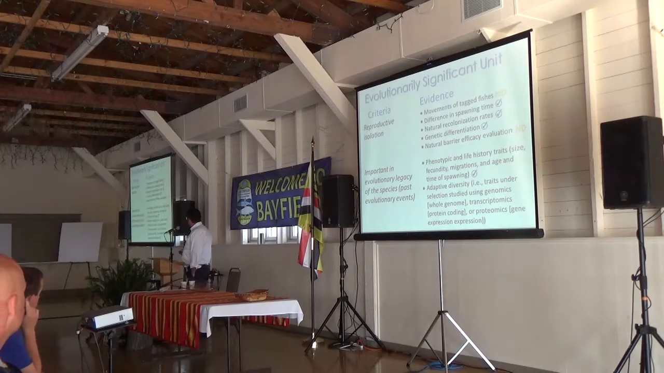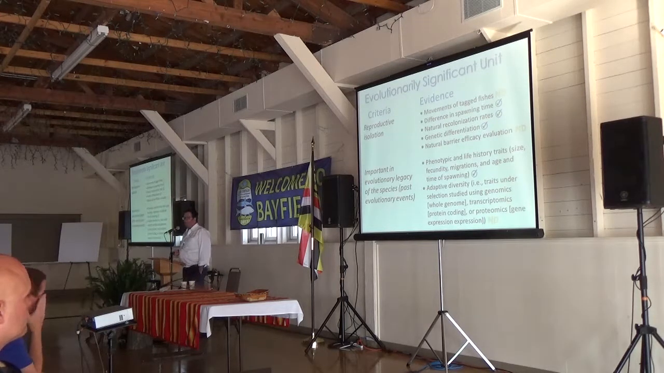Okay, so the second criteria here, we have ample historical and contemporary data showing that there is variation in phenotype and life history traits between those two forms. We also, as I mentioned, know that time of spawning differs between the two forms, so we can support that criteria with the evidence.